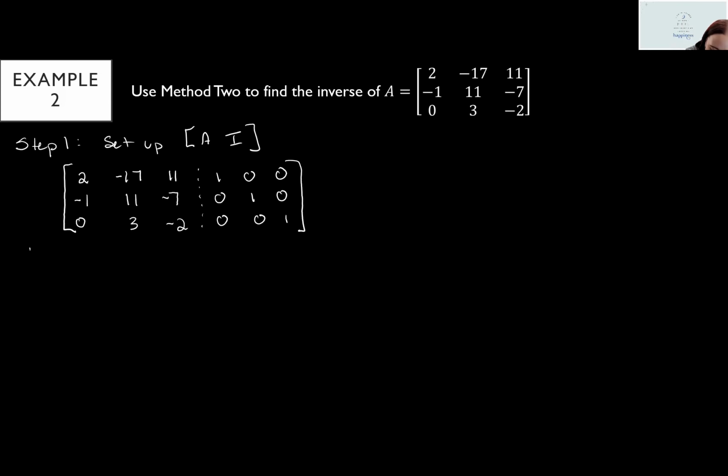So step 2 is we need to do Gauss-Jordan elimination, where we're getting the row reduced echelon form.